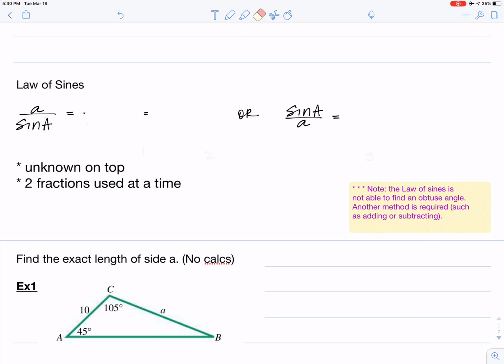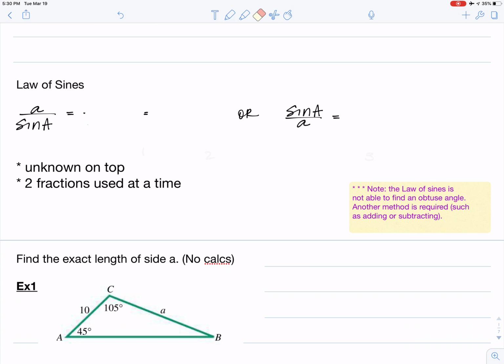Hey folks, this is the second video in dealing with solving oblique triangles. This is going to be a really short video. All I want to do is give you the actual law of sines. This is the formula or the equation that you're going to use to be able to use the law of sines. So you notice I've set up a fraction here for you.